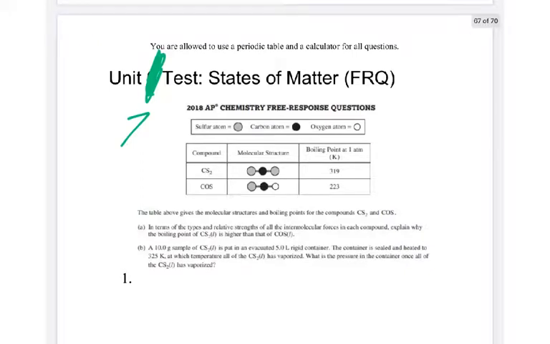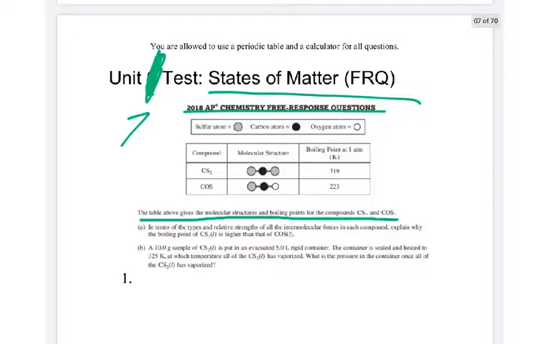Hey everybody, in this video, we are going to go over 2 FRQ questions based on the topic of states of matter. Now, the first question comes from the 2018 AP Chemistry exam, and it states, the table above gives the molecular structures and boiling points for the compounds CS2 and COS. So let's look at this and see what it gives us. It gives us the molecular structure and the boiling point. And that's pretty nice, honestly.